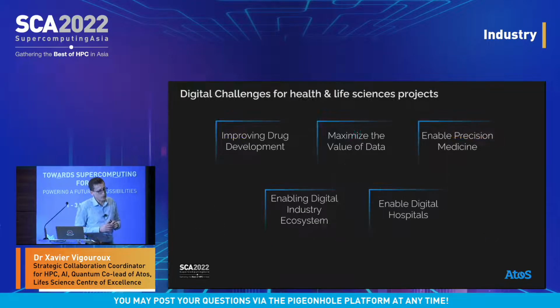Second, we have the digital challenges on the life science side. We consider we have these 5 big challenges we want to solve: improving drug development, maximizing the value of data, enabling precision medicine, obviously, and then enabling the digital industry ecosystem and the digital hospital. Here I'm focusing on the first ones, considering that with our technology, we can improve drug development, we can maximize the value of the data, and we can enable precision medicine, and I will prove why we will be able to do that.